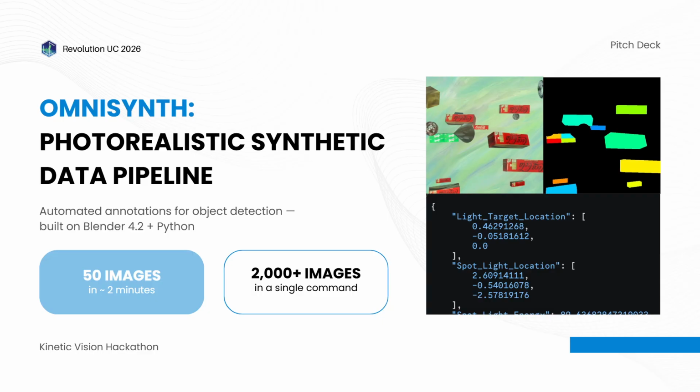And over on the right here, you will see a sneak peek of our result. RGB images of high resolution, of high quality, annotated mask, and JSON label to support machine learning training.